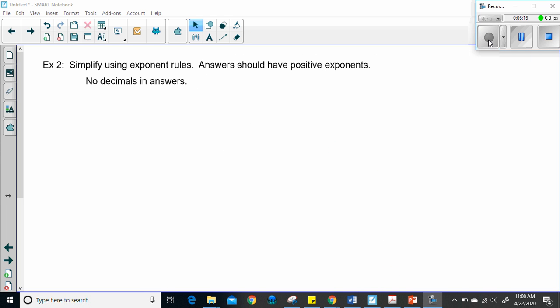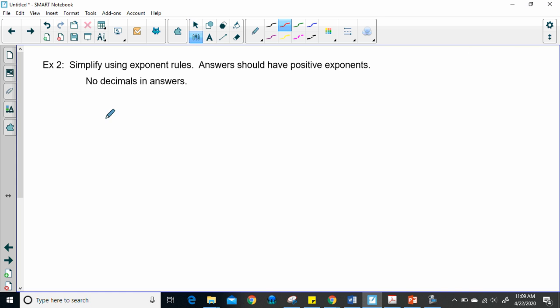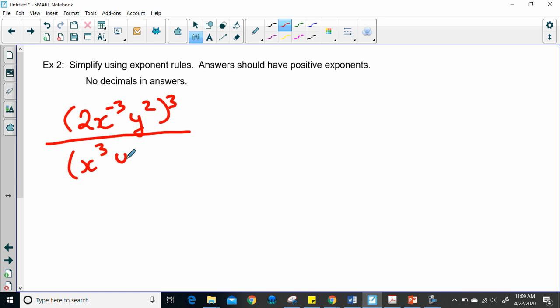Okay, let's try another example. This time we're still going to simplify, only now we're going to do bracket 2x to the negative 3, y squared, all cubed, all over bracket x cubed y to the negative 4, bracket squared. So we have a whole lot of things going on in here. First, let's get rid of these brackets. The exponent 3 on the outside is going to come in, and it's going to apply to each of the ones on the inside.